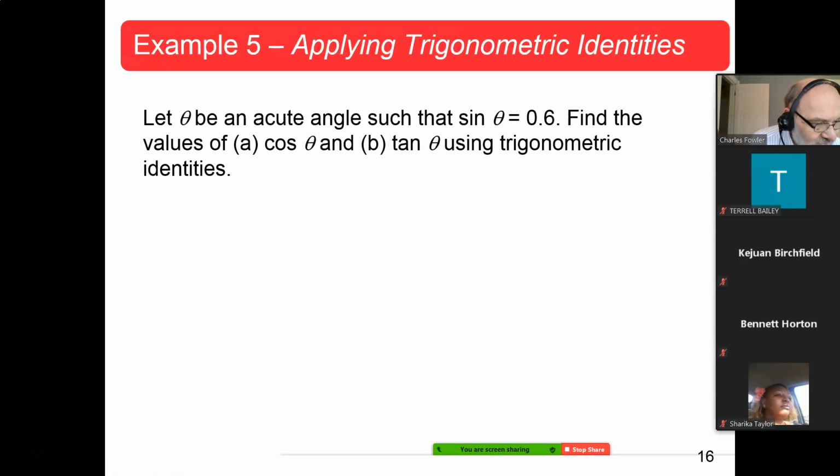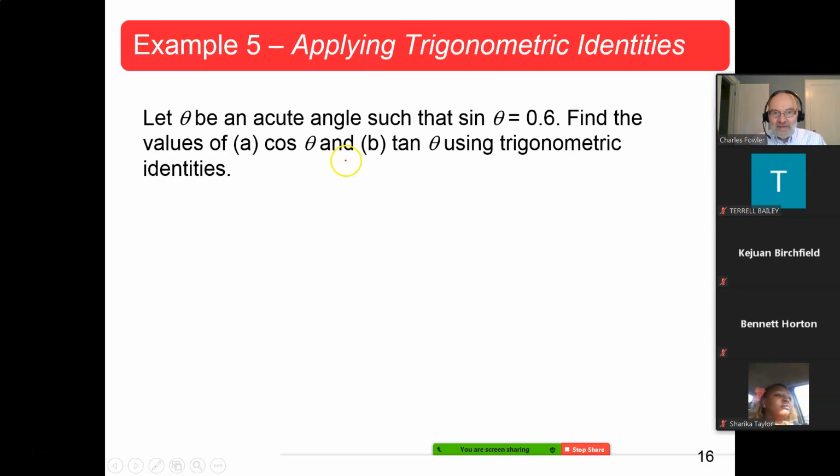That leads us to example 5, just below there, and it says, let theta be an acute angle such that the sine of theta is 0.6. Find the values of cosine theta. Now, there's several ways you can do this. I know which way they want you to do it now.